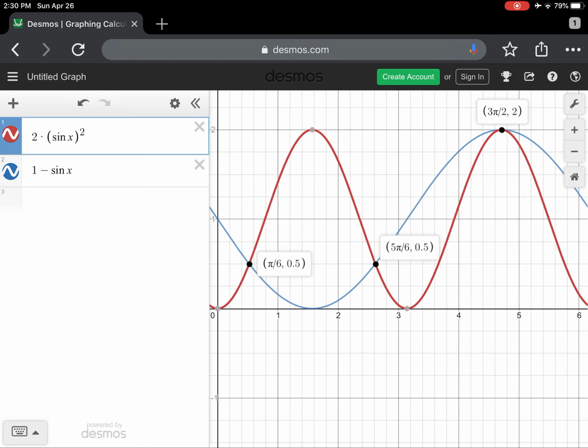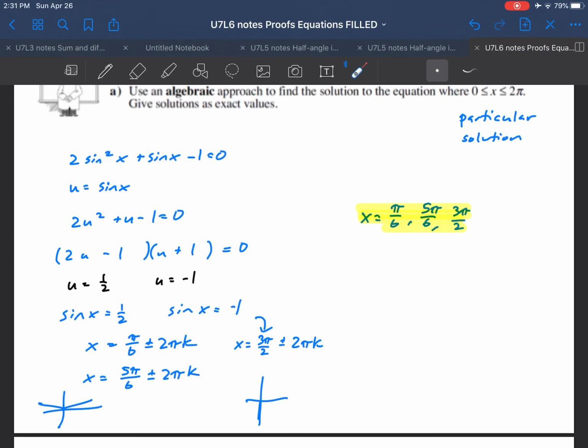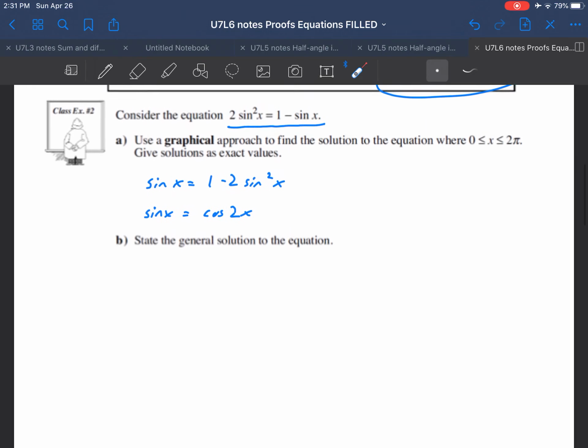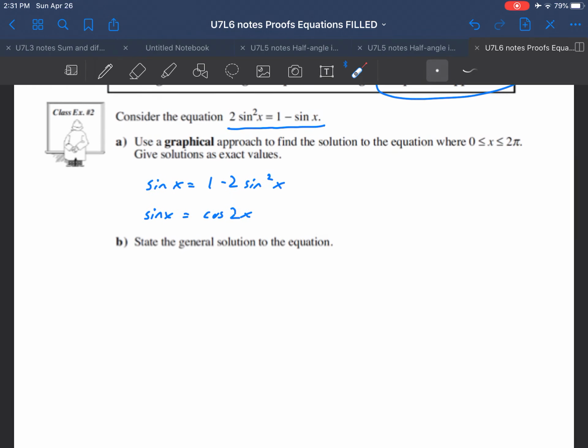Okay, so that matches. That's a good check. And a lot of you guys use Desmos as a check for your algebraic work anyway. Okay, so state the general solution. So that's part B. Let's finish part A.